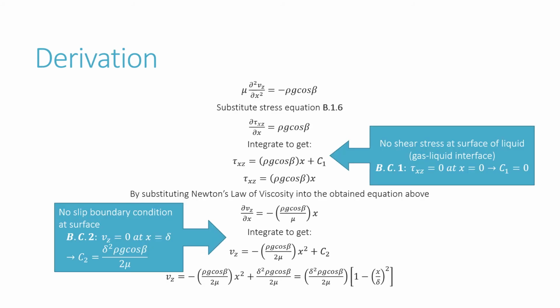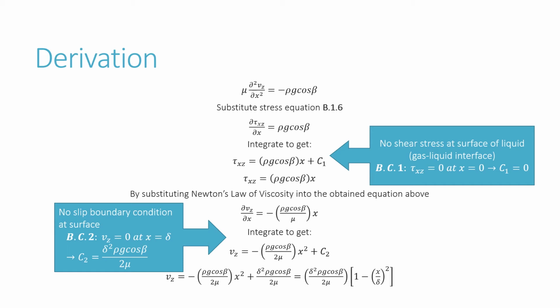Now I will go through the derivation. So we have the stress equation that we found before. We need to substitute what we found for tau xz in it, and then we will integrate in order to find an equation for tau xz. We have C1 here, so we need to insert the first boundary condition, which says that no shear stress at the surface of the liquid happens.